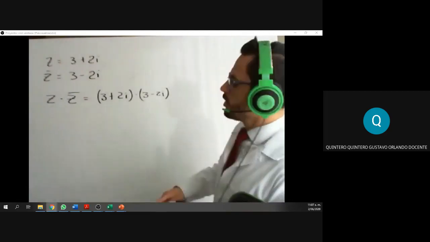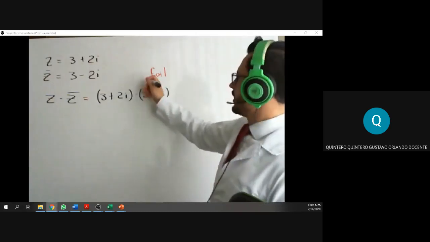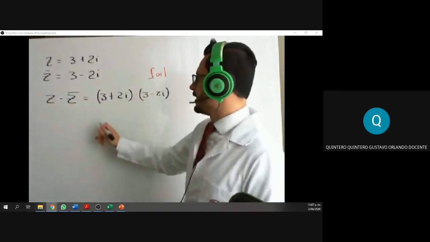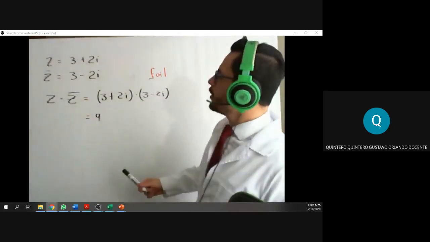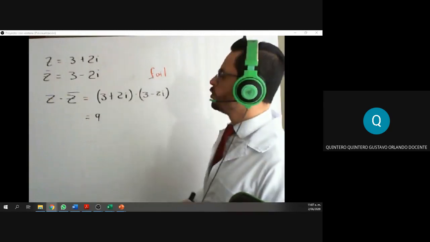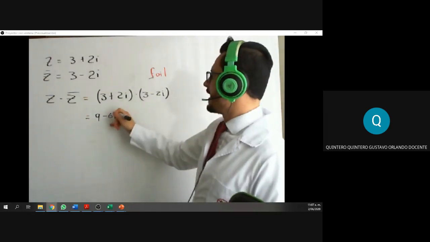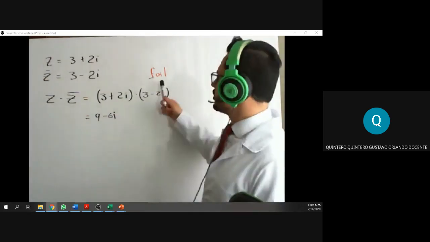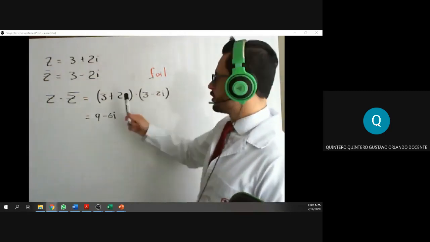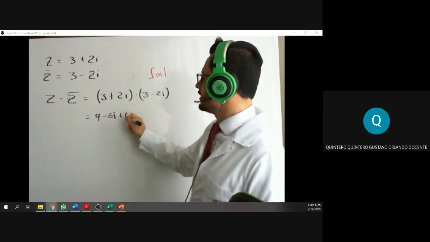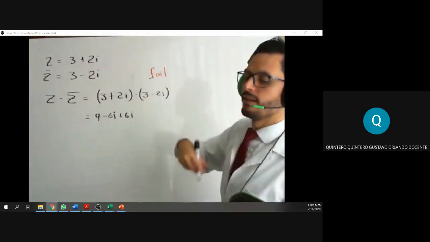From here, we're going to have to do FOIL. So let's begin with the F first. 3 times 3. That will be 9, right? Outers: 3 times negative 2i. 3 times negative 2 is negative 6, and then carry the i. Let's continue with the inners. 2i times 3. 2 times 3 is 6, so we have positive 6, and then carry the i. And L, last.